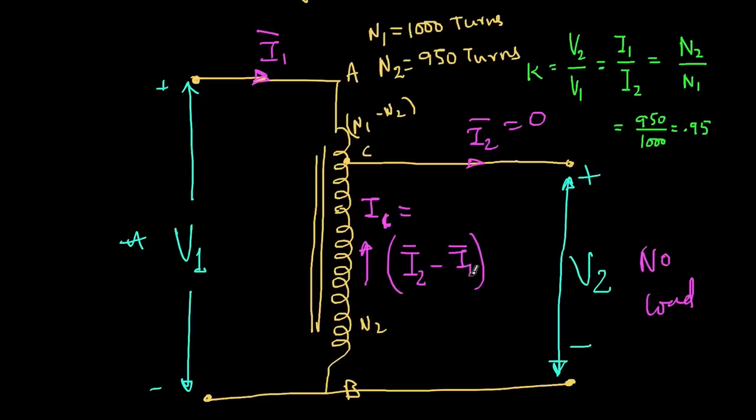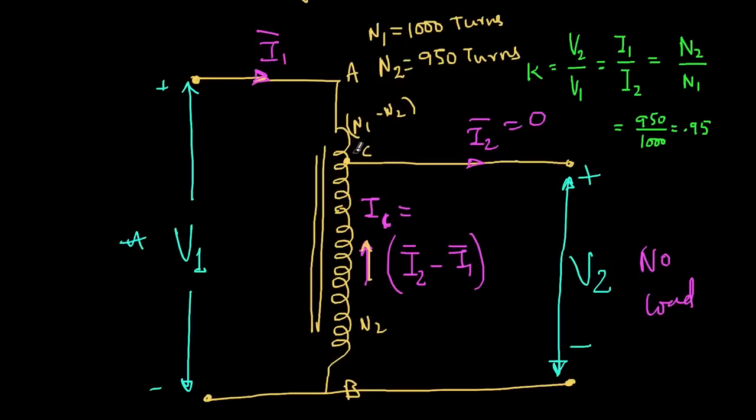So therefore, instead of taking a vector difference, I can take the normal difference, I2 minus I1. Why I2 minus I1 and not I1 minus I2? Because of this direction. If this direction is upwards, then according to KCL, it is I2 minus I1. We also know that I2 will be positive and more than I1, so that this IC will be positive. That is the concept here.